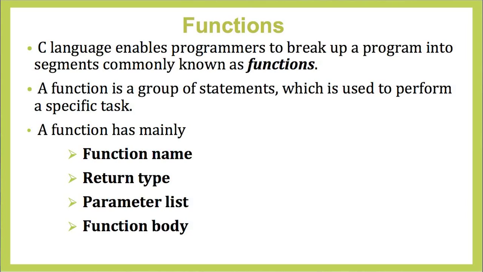Now, let me define what is a function. C language enables the programmer to break up a program into segments commonly known as functions. A function is a group of statements which is used to perform a specific task. A C program generally consists of many small functions, and a function has mainly function name, return type, parameter list, and function body. Now, what is function name?